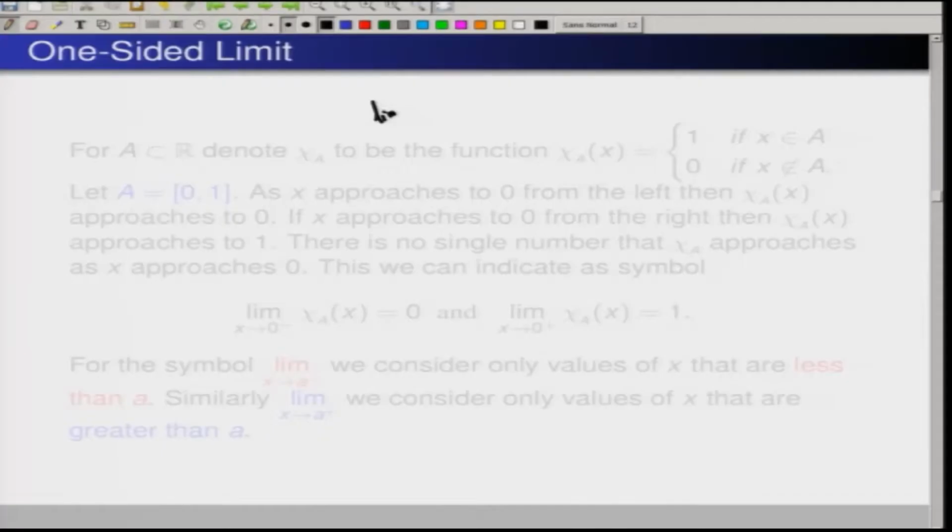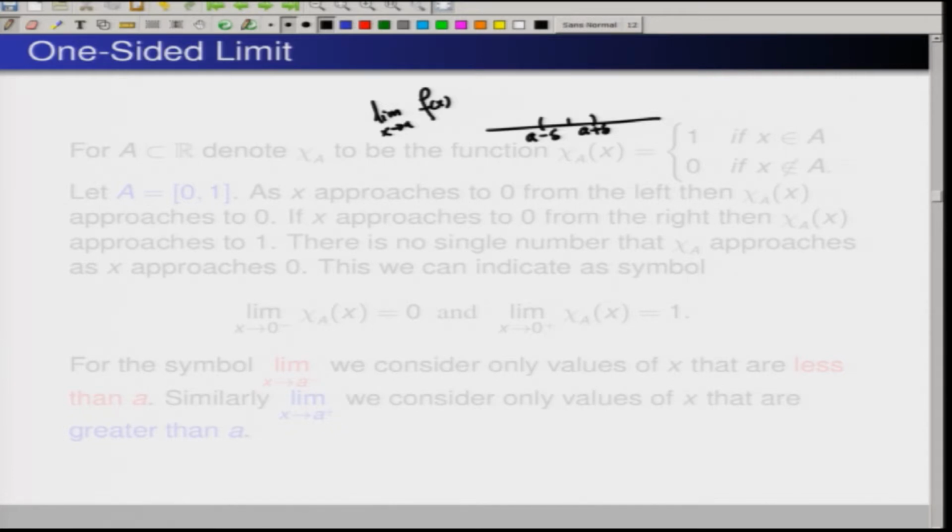Welcome back. We are discussing the limit of a function at a point, and what we have seen is that in order to define the limit, let us say f of x goes to a, we consider the properties of f in the neighborhood a minus delta to a plus delta, for some delta positive.